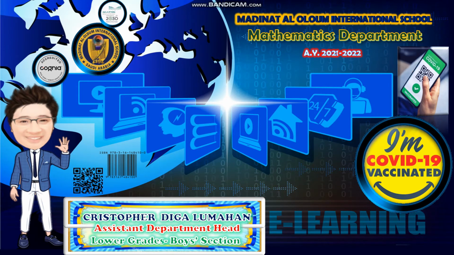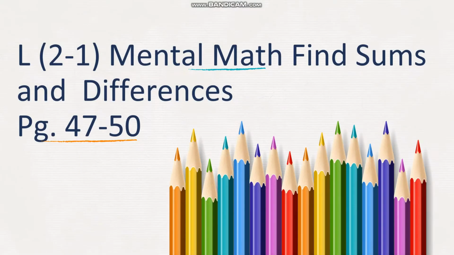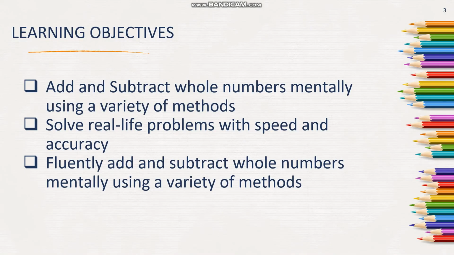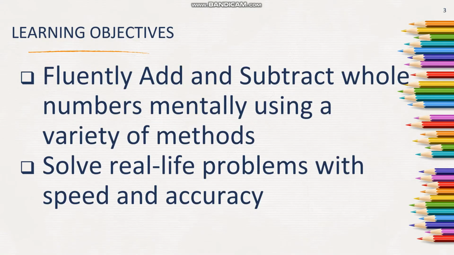Good morning, everyone. Our topic is Lesson 2-1, Mental Math, Find Sums and Differences. You will find this lesson on pages 47 to 50 of your book. Here are the learning objectives for today's lesson. Fluently add and subtract whole numbers mentally using a variety of methods and solve real-life problems with speed and accuracy.